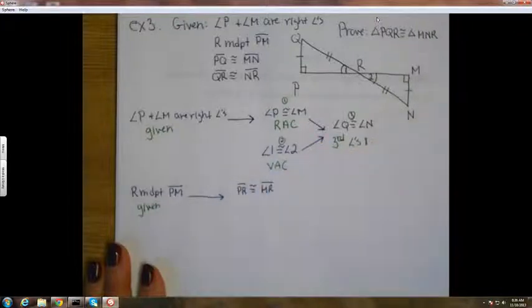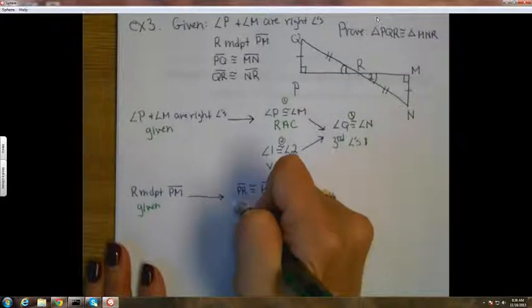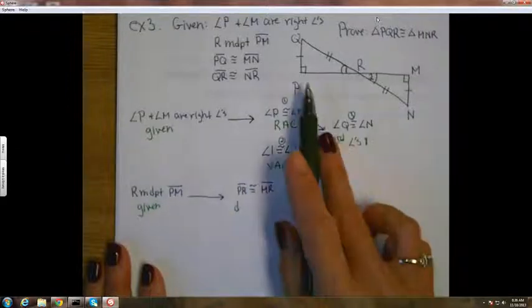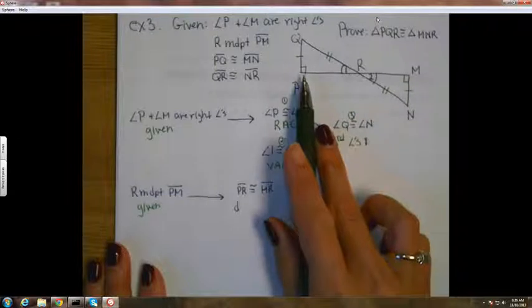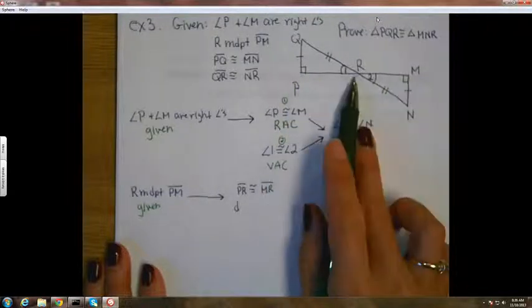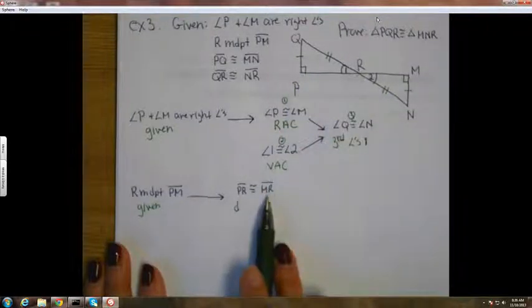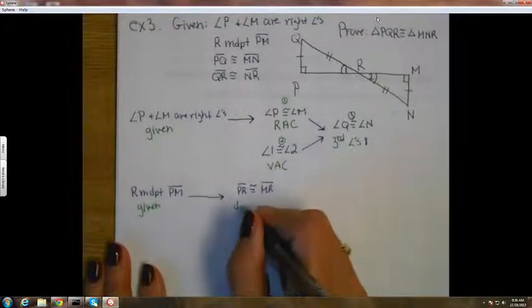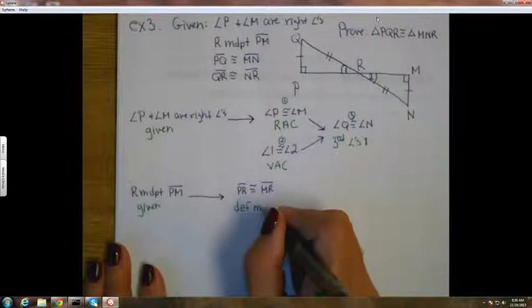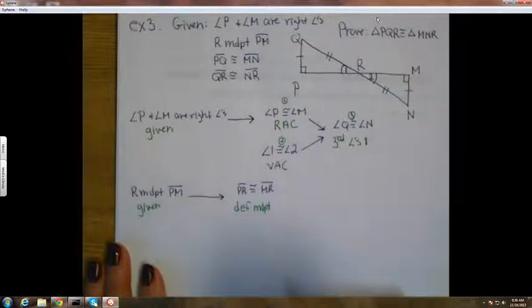Reason? Where's that MR? MR, because I went in order. P matches with M, so because I started with P first, I went PR, then MR. You could switch this around, this would not be wrong at this point. But that's the definition of a midpoint. There's our fourth one.